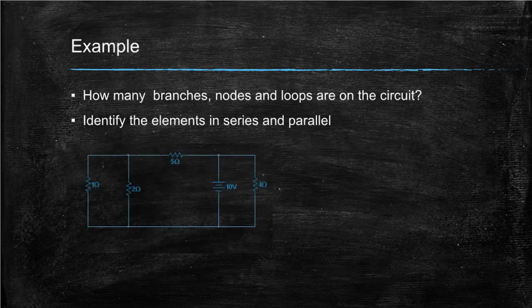Here's another example. How many branches, nodes, and loops are on the circuit? Identify the elements in series and parallel. Try pausing it and figure it out.